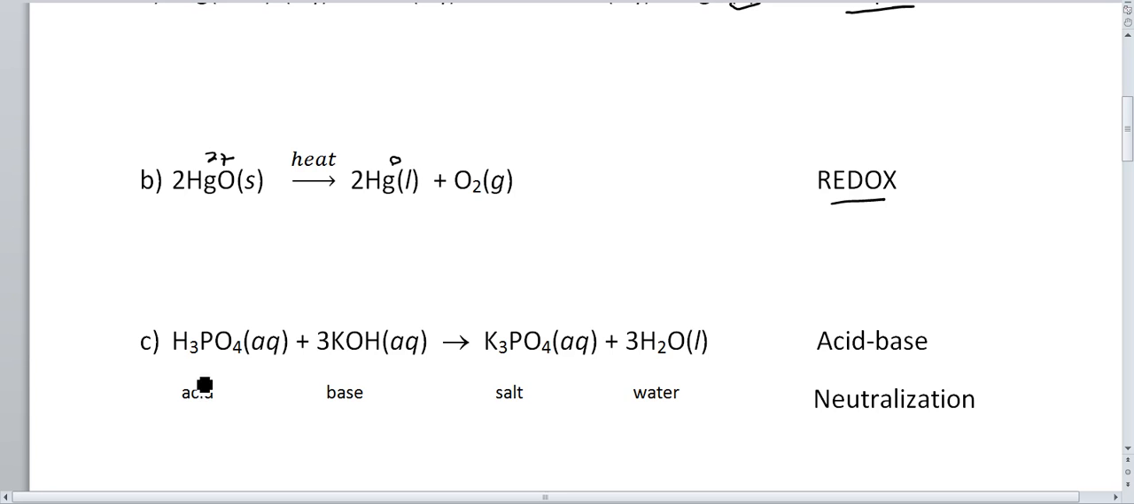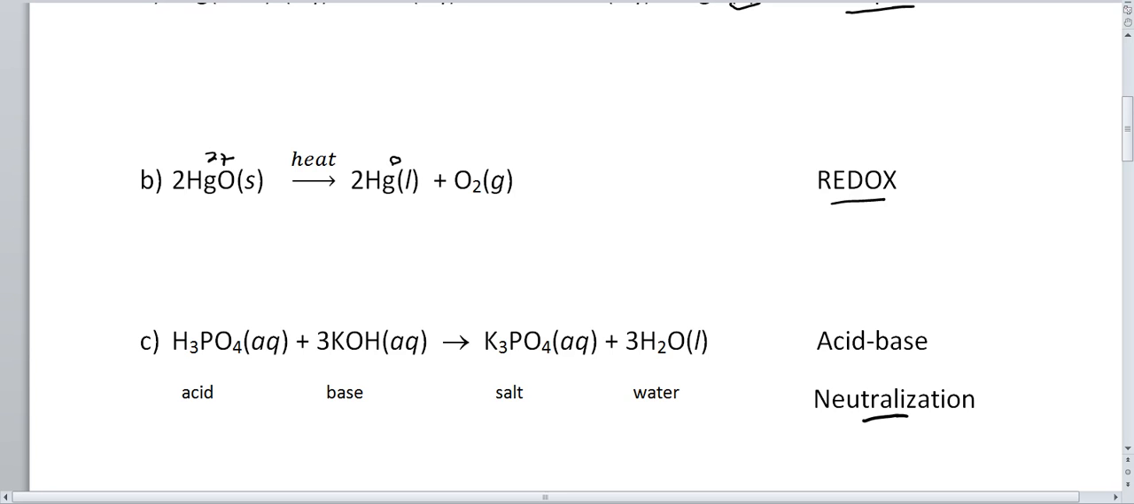Here you have phosphoric acid plus potassium hydroxide, which is a strong base, to give you a salt and water, which is the definition of neutralization. Your acid is phosphoric acid. The first hydrogen is a strong acid, but the other two are weak acids. It's a polyprotic acid. But to answer the question, it's a neutralization reaction between an acid and base.